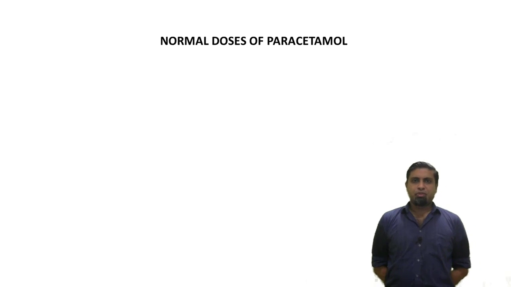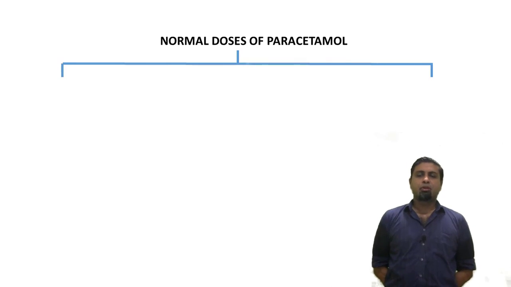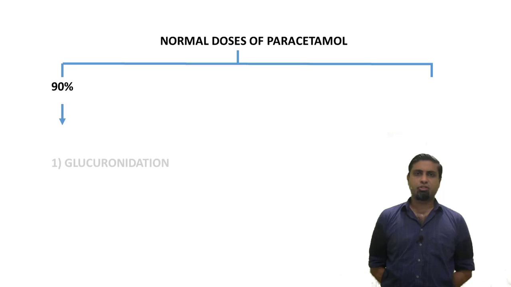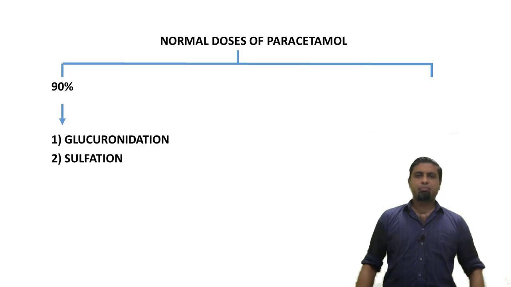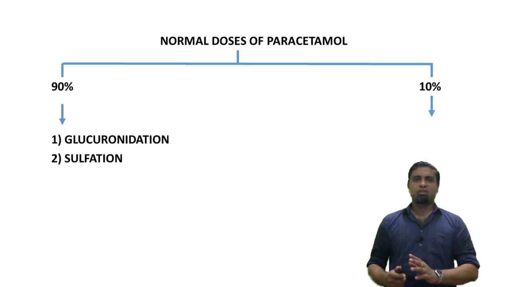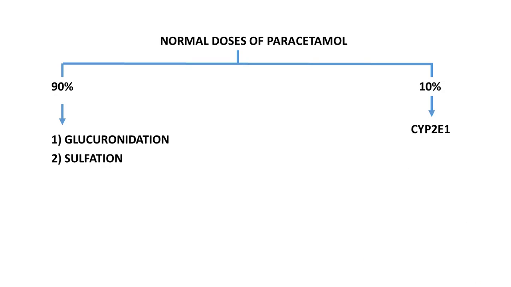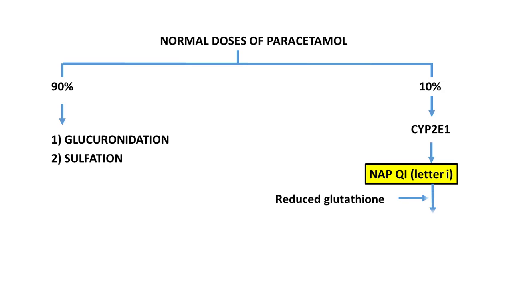A good example of this would be the metabolism of paracetamol. Now, 90% of an ingested dose of paracetamol is metabolized by glucuronidation and sulfation. The remaining 10% is metabolized by CYP2E1. Now, this results in a toxic metabolite called NAPQI. Now, NAPQI, under normal circumstances, gets conjugated with reduced glutathione in the presence of glutathione S transferase to give a conjugate called mercapturic acid. This is harmless and gets excreted in the urine.